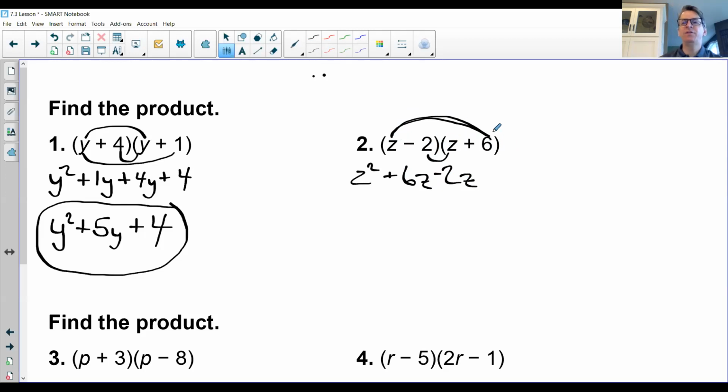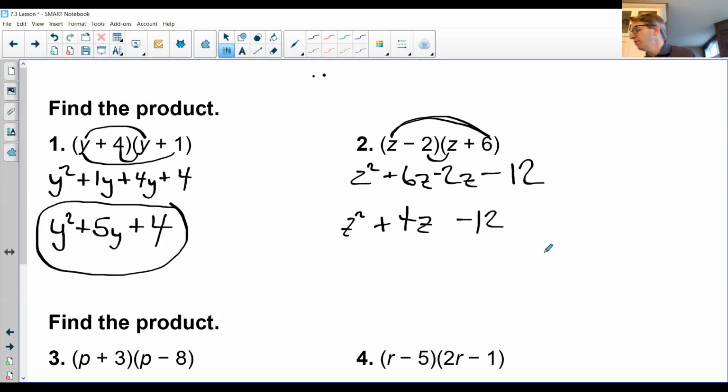Last, negative 2 times 6, or negative 12. Negative 12. Okay, so don't forget your negatives. And to finish up number 2, we go z squared. You're combining your like terms. You have 6 z's, 6 zebras, and then you subtract 2 zebras, you have 5 zebras. Minus 12. And that's your answer for number 2.